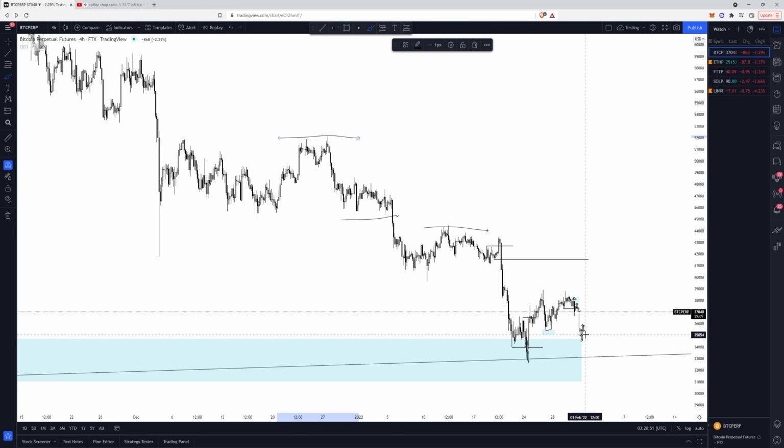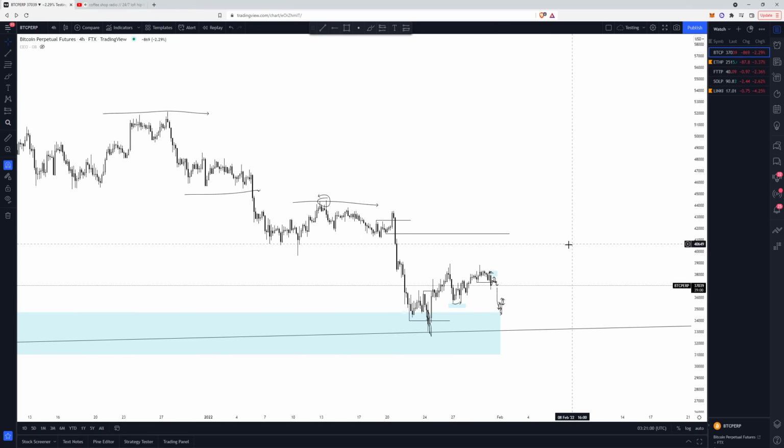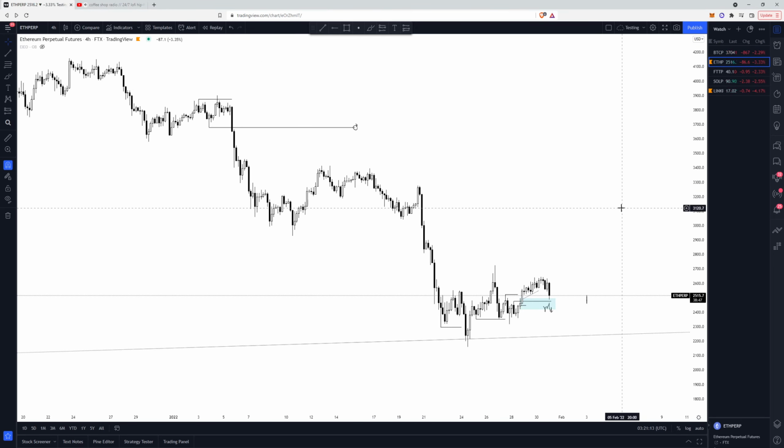But if we get that accumulation here and then we break structure, then we can be looking at all-time highs. But try not to predict too far into the future, just looking to trade the levels as they form. Really trying not to overcomplicate anything here for you guys.